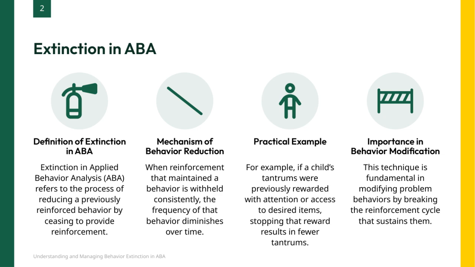Extinction in ABA refers to the process of reducing behavior that was previously reinforced by simply stopping the reinforcement. Essentially, when the reward or attention that kept the behavior going is no longer given, the behavior starts to decrease. For instance, if a child's tantrums used to get them attention or a favorite toy, and we stop giving those things in response, the tantrums happen less often. This method is really important in behavior modification because it helps break the cycle that maintains unwanted behaviors, making it a key strategy for encouraging positive change.